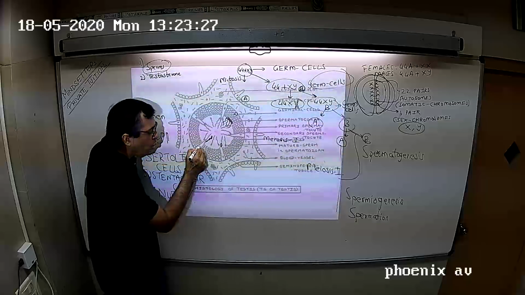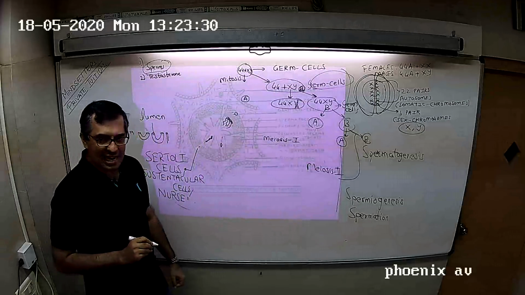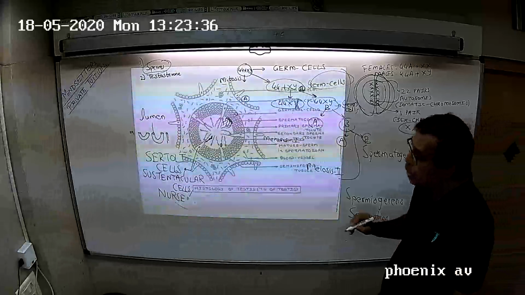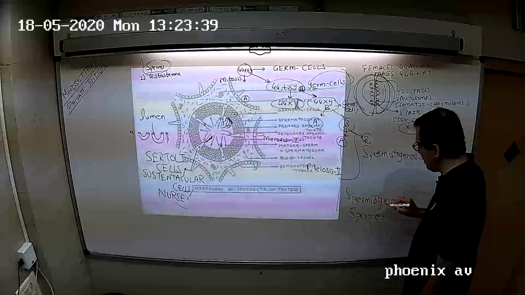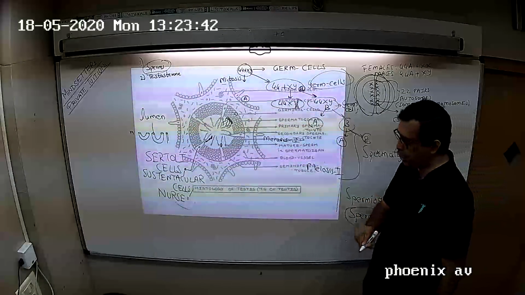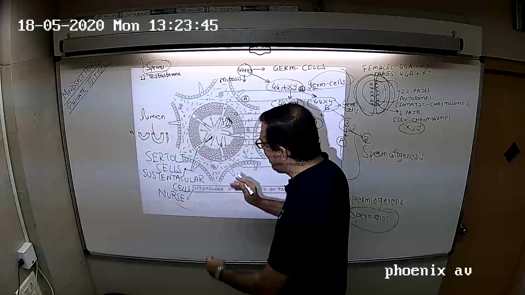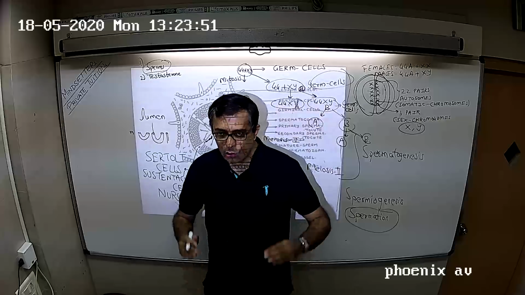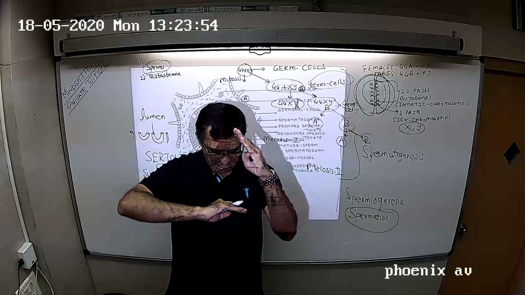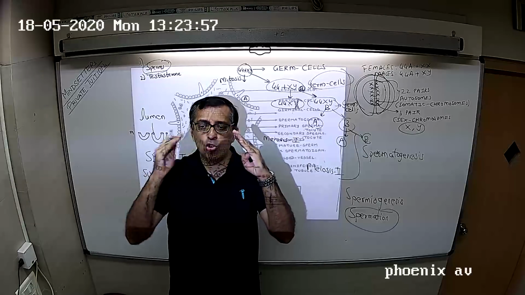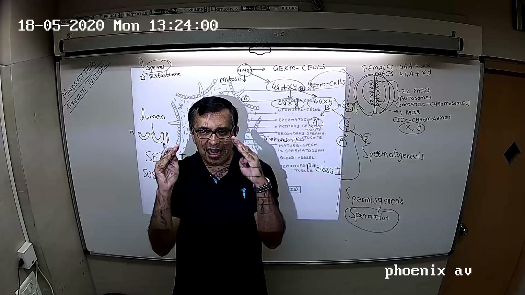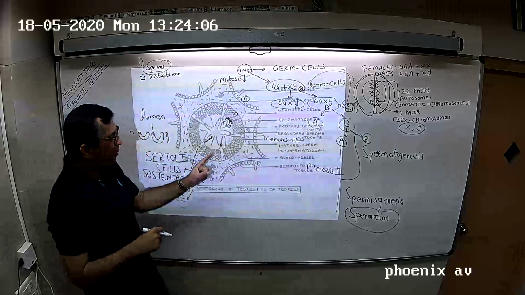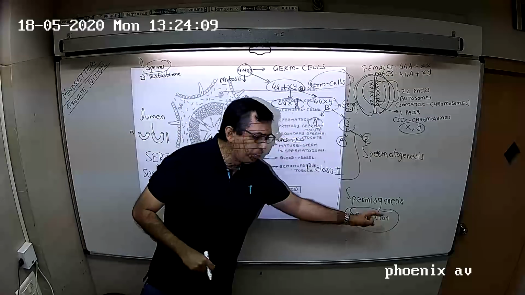Sertoli cells provide nourishment to the testes, and that process is called spermiation. And Sertoli cells give mechanical support for spermatogenesis. So in between the Sertoli cells, spermatogenesis takes place. Mechanical support is given by Sertoli cells, and Sertoli cells provide nourishment, fructose to the sperm. Hence, it helps in spermiation.